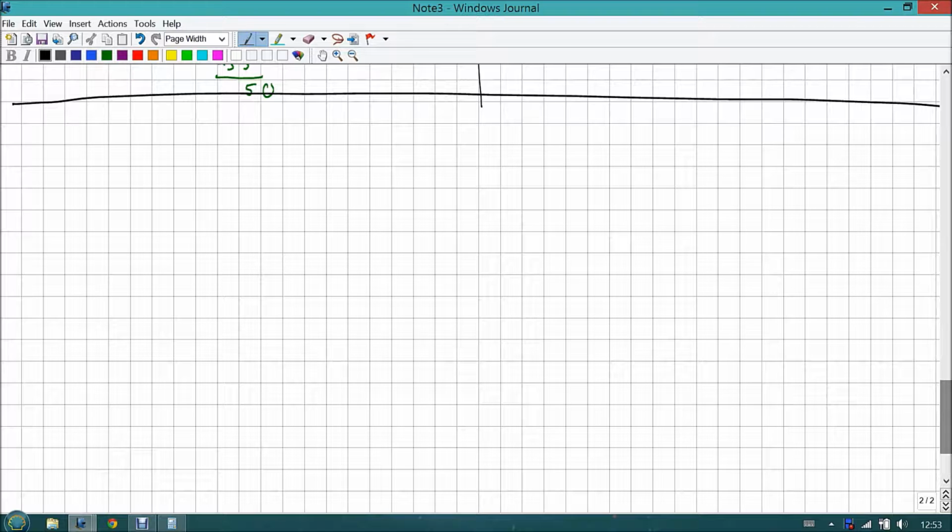All right, with that out of the way, it's now time to figure some cool things out. Sometimes we're going to be asked questions like, what percent of 60 is 15? What percent of 60 is 15? Well, we already know that percent means a part per 100.